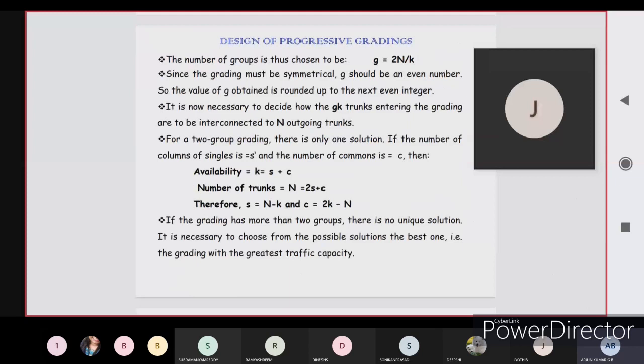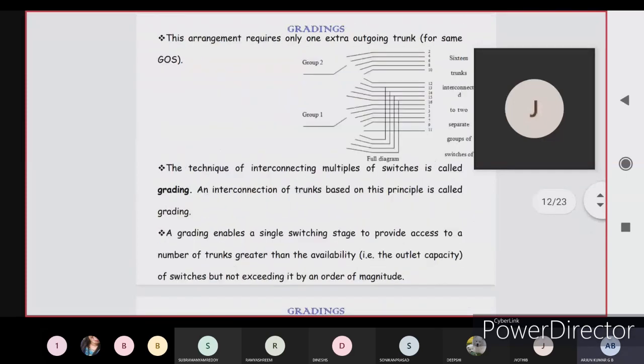Again, the number of trunk lines. Suppose I'm considering the two groups now. The number of trunk lines N is equal to 2 into S plus C. 2 into S means two groups, 2 into number of singles plus commons. Single is represented by S and commons by C. Then what is the total number of trunk lines? We can observe in the figure: in group 1 and group 2, each group has 6 lines that are singles and 4 lines that are common. The total will be 16.